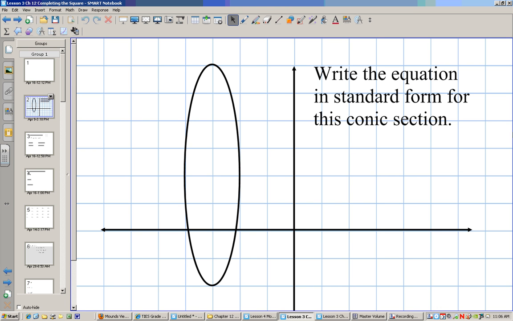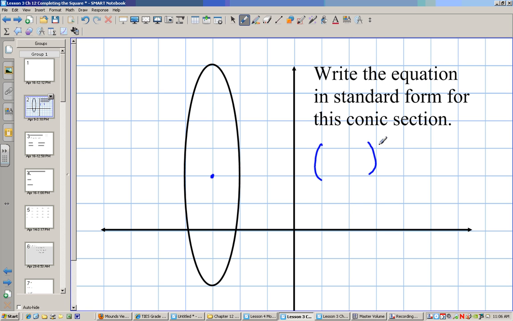Hello and welcome to another lecture on conic sections. Today we're going to start out with a review problem from the previous day. Now this is an ellipse. It moves one out in each direction, four up and four down from its center.